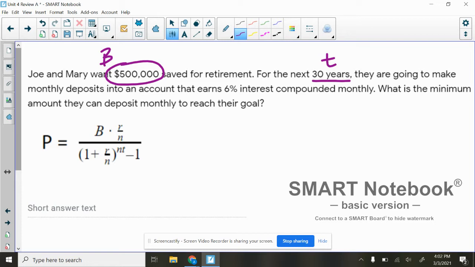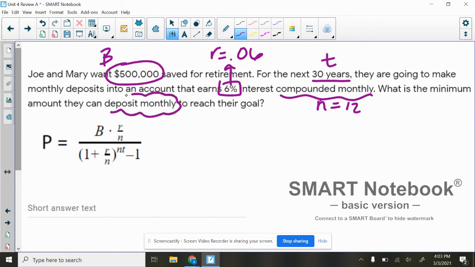And they are going to do that making monthly deposits into an account with 6% interest. That's still 0.06. And that interest is going to be compounded monthly. That is our n value, which will be 12. What is the minimum amount that they could deposit monthly to reach their goal? So this tells me that this formula that I'm using has to be the periodic one.